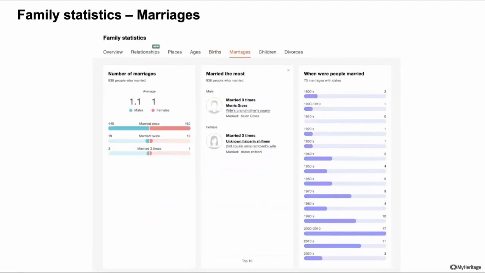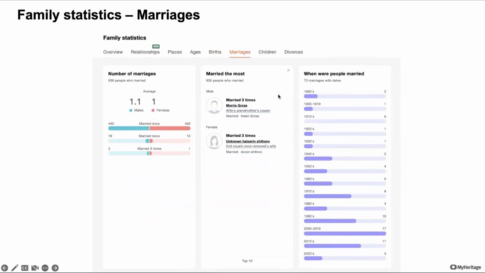Let's move on. Marriages. So marriages, we have a few charts. The first one is about numbers. The first 3 are about the number of marriages in my family tree. So we can see that the average is either 1.1 or 1 marriages. Makes sense. Most of the people were married once. And there are some that are married twice and some that are even married 3 times. And here, as we had before, people who are married the most. So I have a person who was married 3 times, Morris, and a person here who was married 3 times as well. And that sometimes is something suspicious if there is a lot.